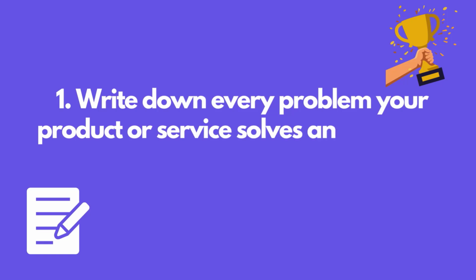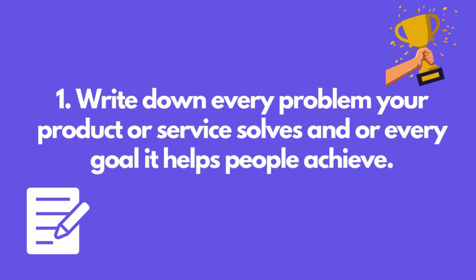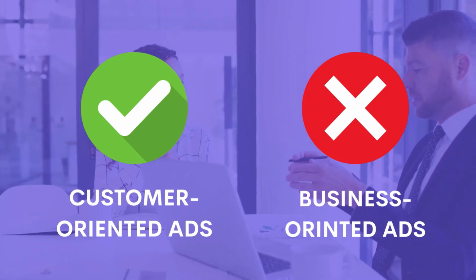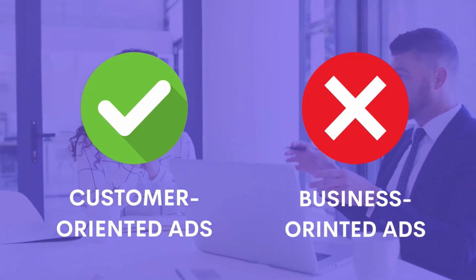Step 1 is to write down every problem your product or service solves and or every goal it helps people achieve. Too many times I've seen small businesses struggle, and one of their biggest problems is that they're making business-oriented ads instead of customer-oriented ads.